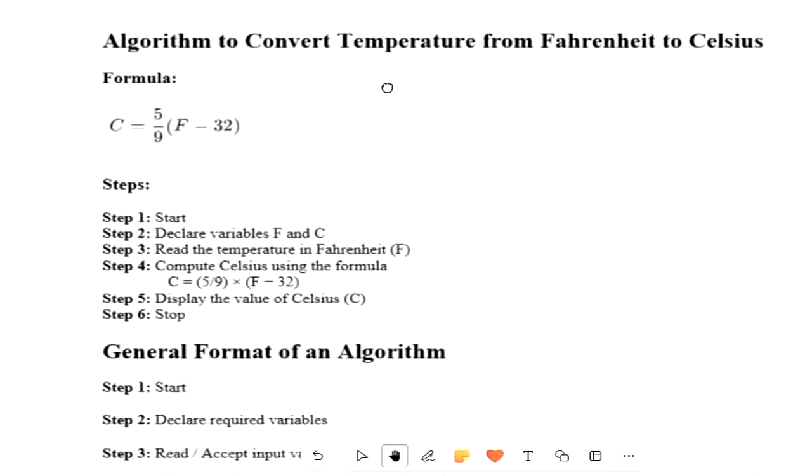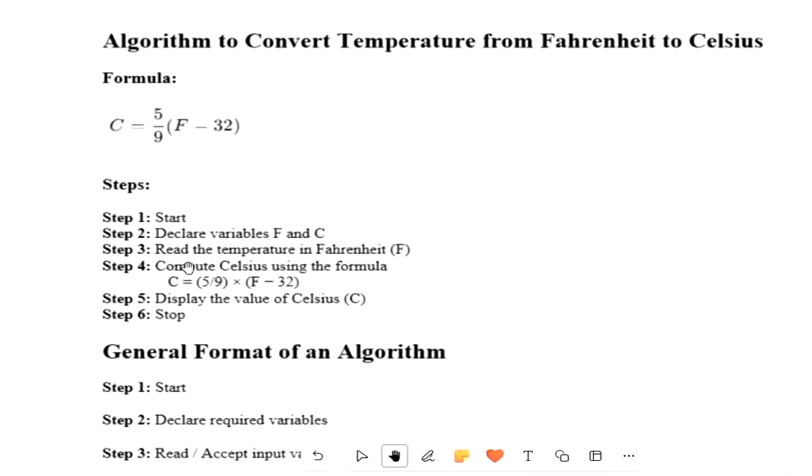Now what is the algorithm here? The formula is C is equal to 5 by 9 into F minus 32. So the steps for the algorithm are: step 1 start, step 2 declare the variables F and C. You have two variables, so you have to write declare variables F and C.